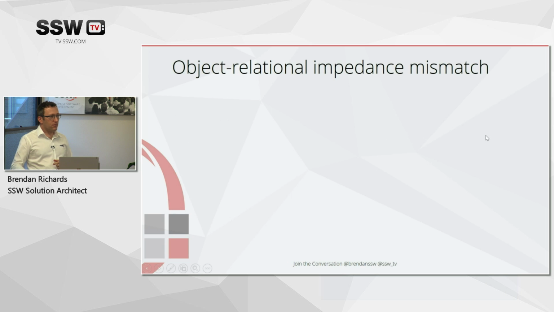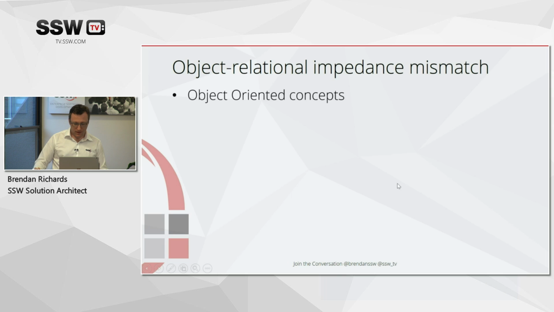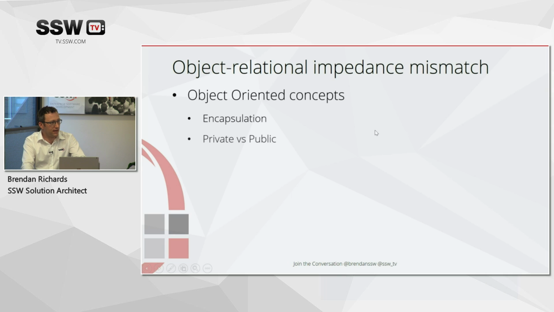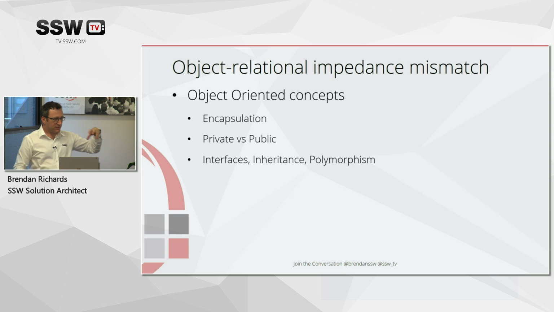I'm going to take a moment here to talk about what an ORM actually does. The goal of an ORM is to deal with something that's been called the object relational impedance mismatch. When you build an object model using object-oriented code, there's a whole suite of features you can use. There's encapsulation, there's private versus public methods, there's interfaces, inheritance, and polymorphism. So you can say this class is of this type, or this class inherits an interface.